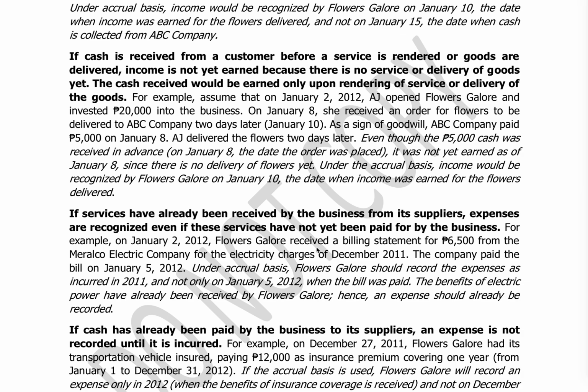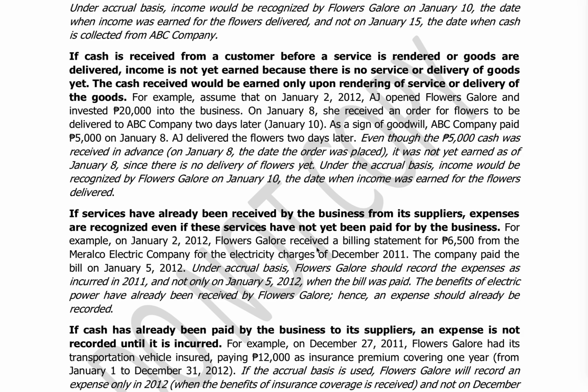Question, when will you recognize the income? Is it on January 8 when the payment for the flowers was received, or on January 10 when the flowers were delivered? The answer is January 10. So, regardless, kahit natanggap mo nung una yung pera, hindi pa yan income. Anong meron ka? Cash. Do you recognize cash when you receive it? But that is not income. The income should only be recognized on when? January 10. Because that's the date when the goods or the flowers were delivered.